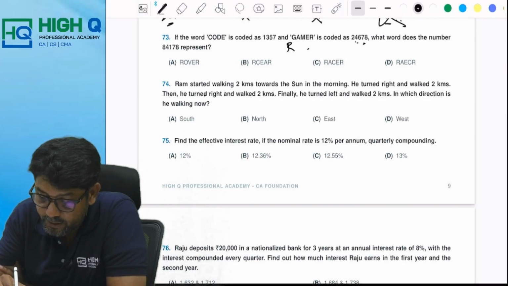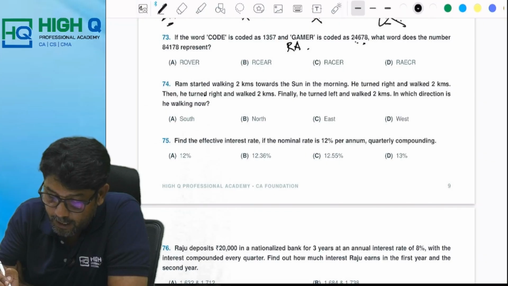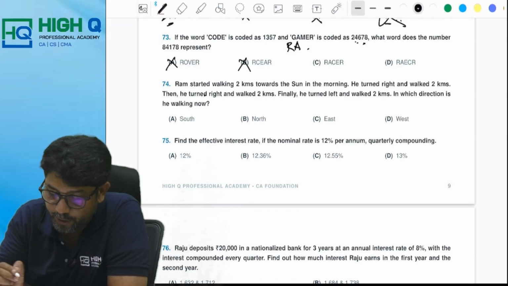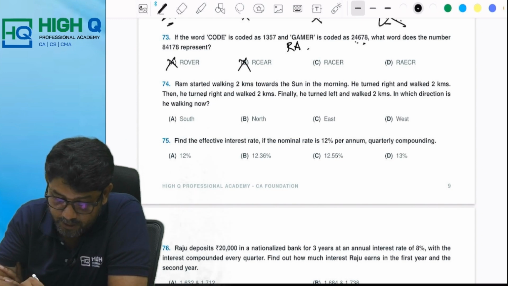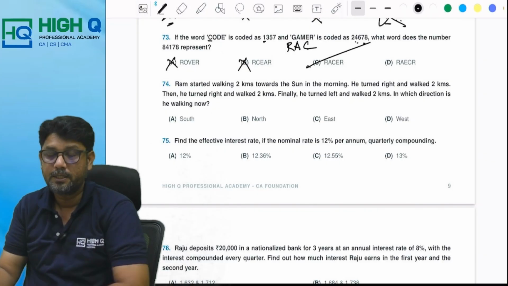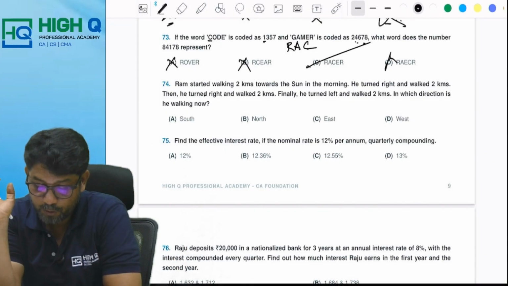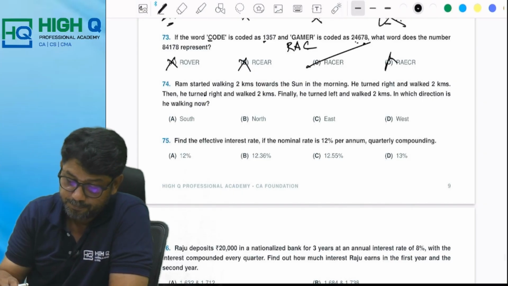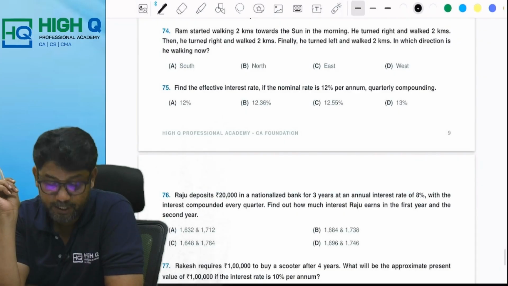Okay. Second, 4. What is the value of 4 here? 4 is here. So A, R, A. R, A. Option B not possible. Option A not possible. It is between C and D. I think third letter is 1. 1 is nothing but C. R, A, C. There is only one option that satisfies all three. Therefore, option C, my dear. Next.